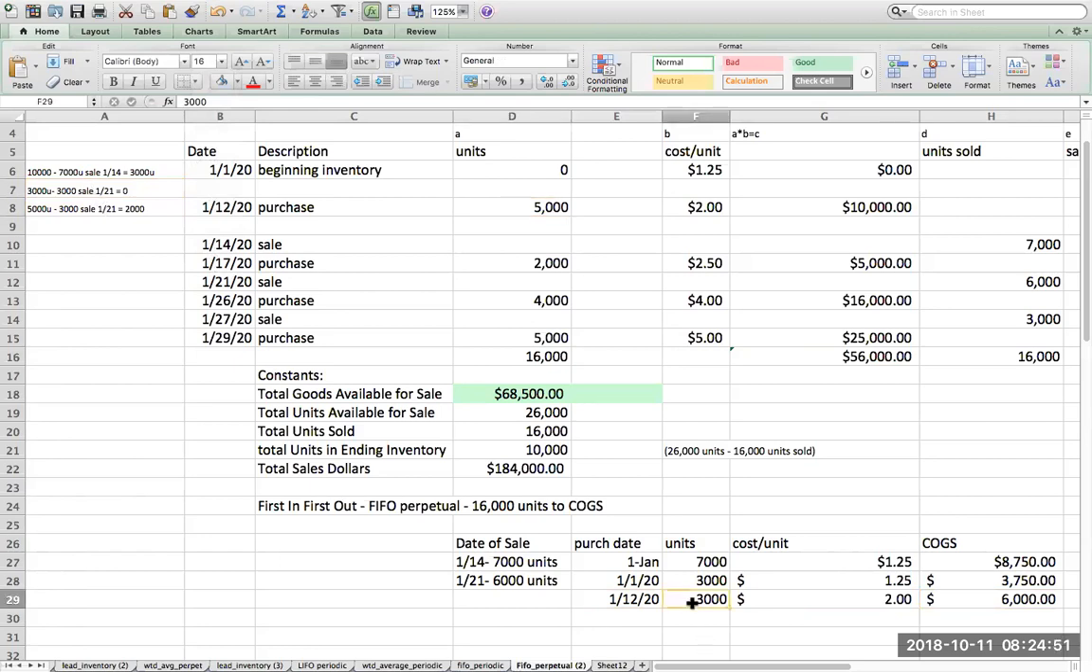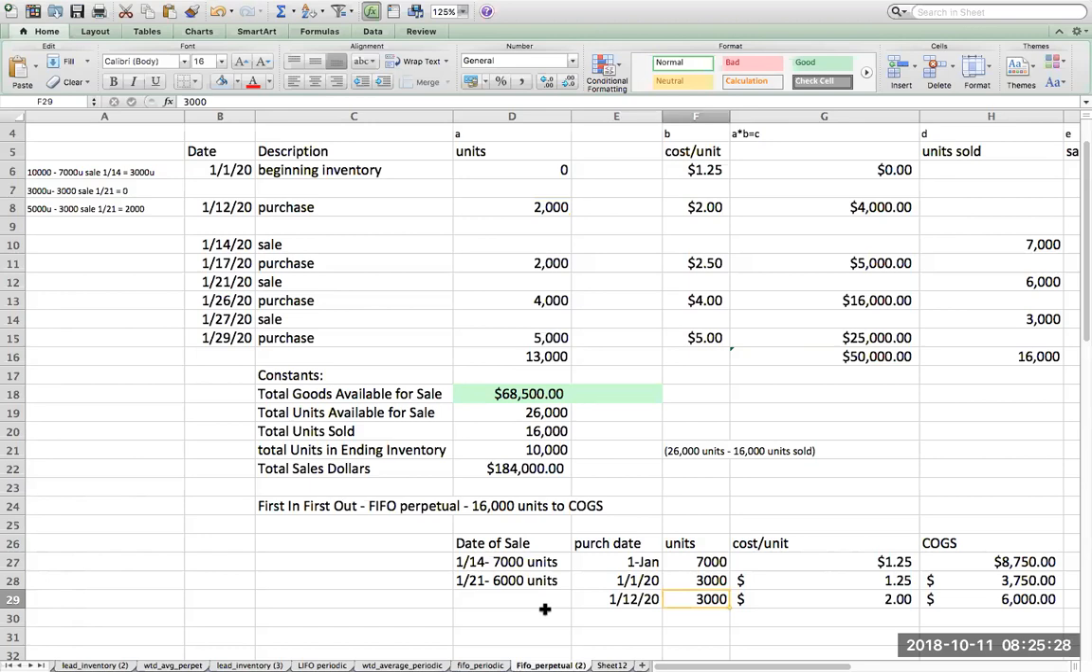Once I put this 3,000 into my cost, took it from my cost pool, I need to reduce this, going from 5,000 now down to 2,000. Why? I'm basically taking 3,000 of those units to cost of goods sold. Notice also here, I sold 6,000 units. I took 3,000 of them from my beginning inventory because we're doing FIFO, first in, first out, to cost of goods sold. And then right over here, 3,000 from my January 12th, 2020 purchase.